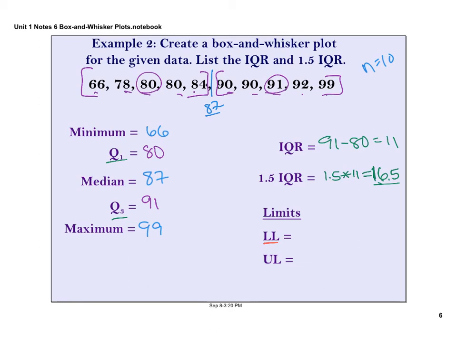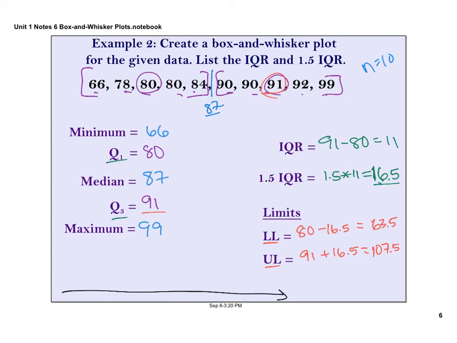Lower limit, Q1 is 80. Subtract the 16.5, because that's how far away you're allowed to go, and data can still be reasonable. So 80 minus 16.5 is 63 and a half. And then the upper limit, I take the Q3 and do 91 plus 16.5, because again, that's how far away I'm allowed to go. And that's going to give me 107.5. A lot of times I do all that math in my head, but I second guess myself, so then I type it in my calculator. Anyways.